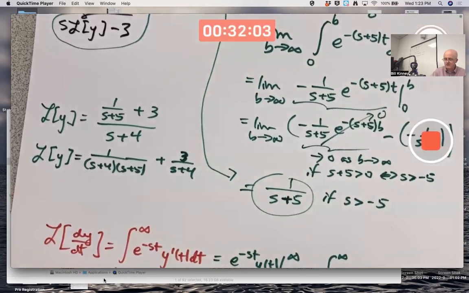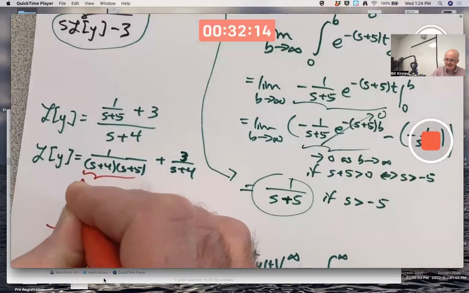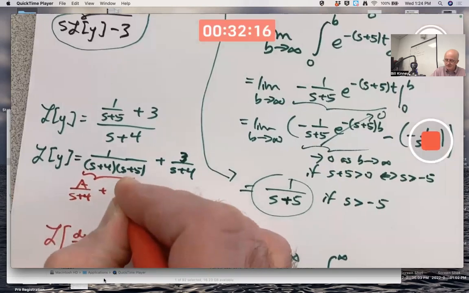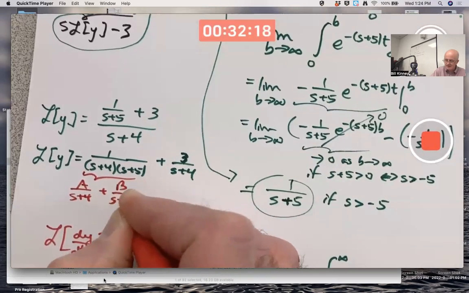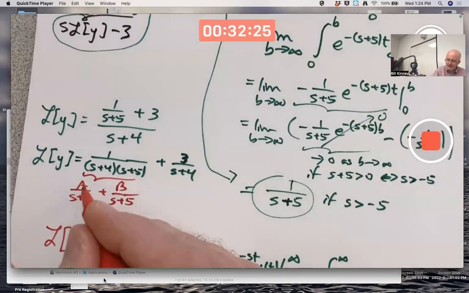One thing you're going to want to do is take this expression and use partial fractions, like you did in Calc 2 to do integrals. Solve for A and B. And then once you found A, you would want to combine it with this other one.